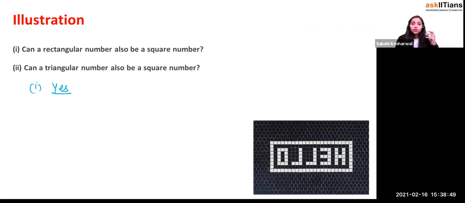So you see that 4 and 8, these are composite numbers, right? So yes, if you take 4 or 9, can a rectangular number be a square number? Yes, it can be 4 or 9 or 16. It can be a square number. Yes or no? This can form a rectangle and this can form a square, right? Okay, coming to this, can a triangular number be a square number?